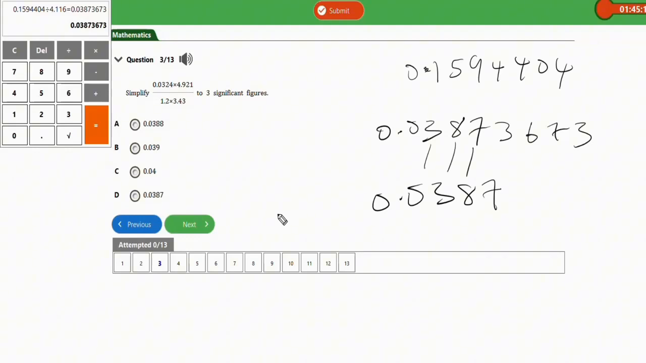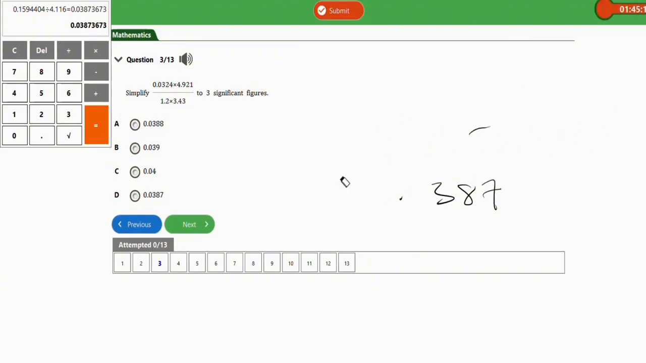Alright, so we are making progress. Let's wipe this and solve the next question. So next question I have here is this. We have to simplify this to 2 significant figures. Remember, we are solving repeated questions under significant figure for your JAMB Maths. So we have 0.0839, alright, times 6.381.